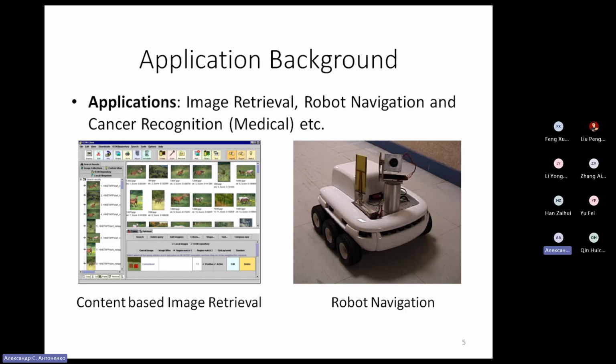Also, it's very important in the medical area, for example, cancer recognition. When we have an image of some human organ, and we want to know whether it's healthy or this human has some problem, maybe some cancer, maybe some other disease. So we want to classify.